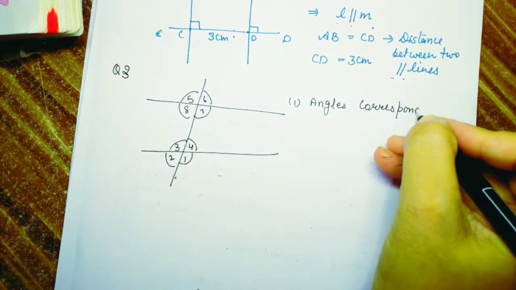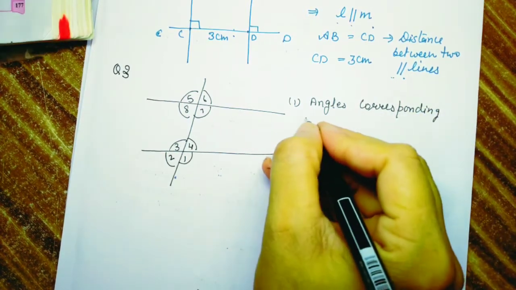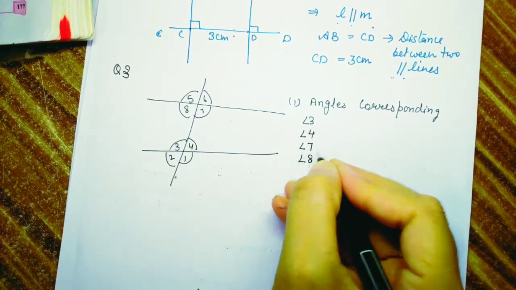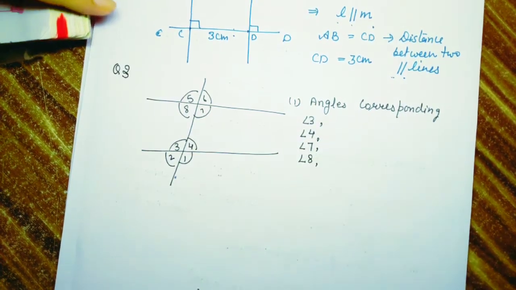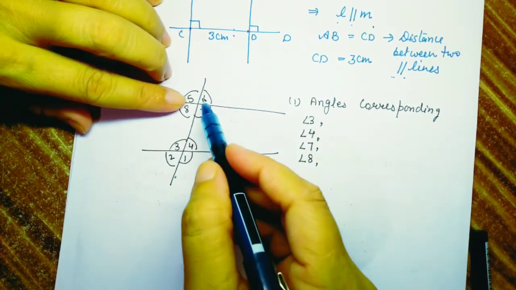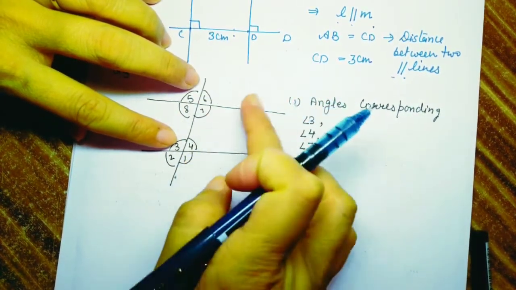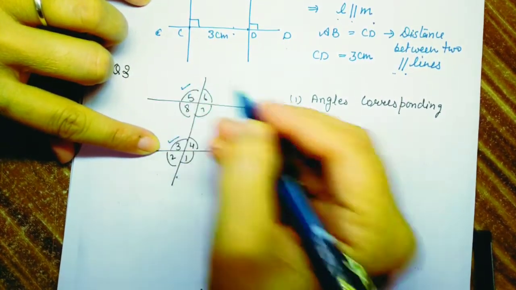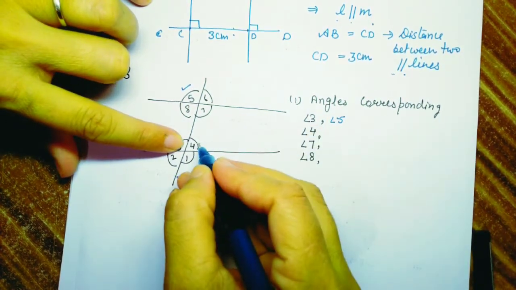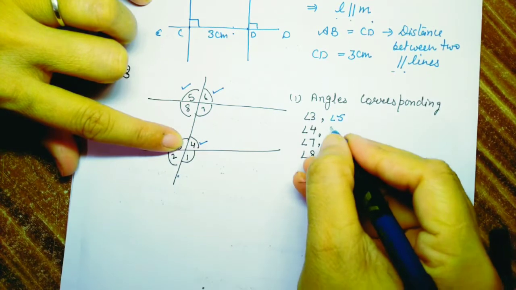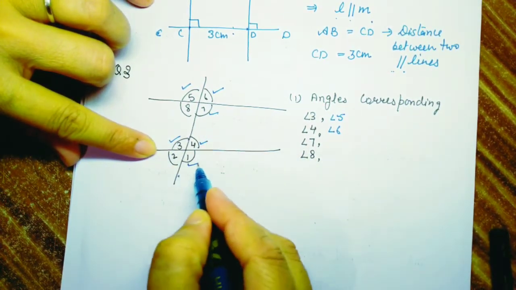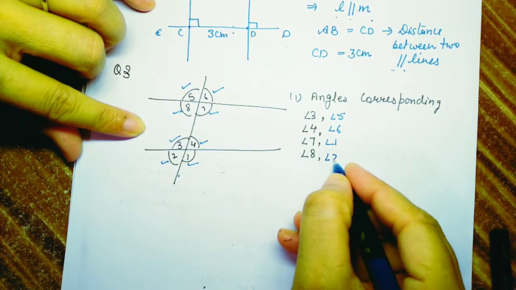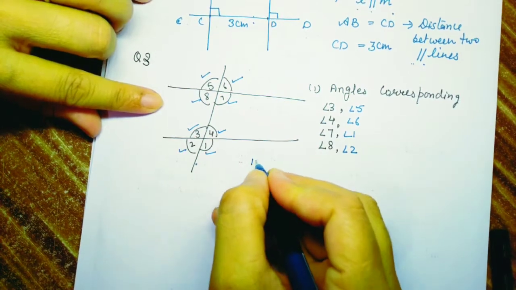Angles corresponding. They have given angle 3, angle 4, angle 7 and angle 8. We have to find out their corresponding angle. So students, corresponding angles are on the same side of the transversal in the same position. So angle 3, its corresponding is angle 5. Angle 4, its corresponding is angle 6. Angle 7, its corresponding is angle 1. Angle 8, its corresponding is angle 2. Okay.